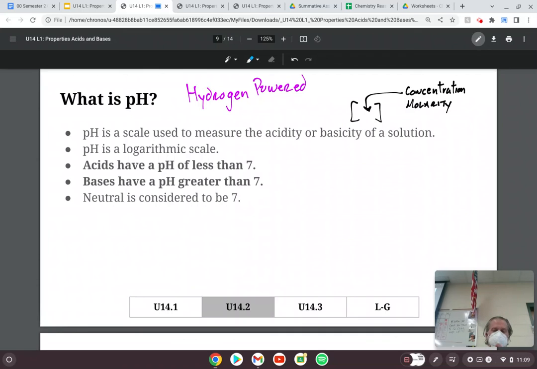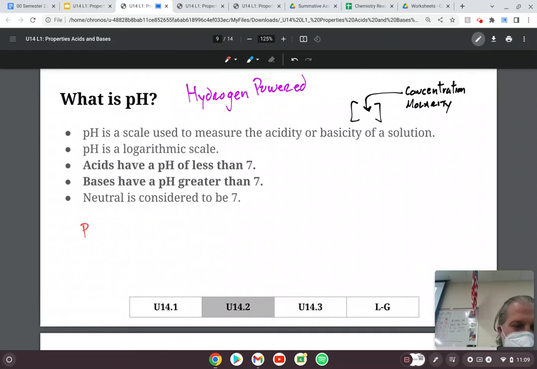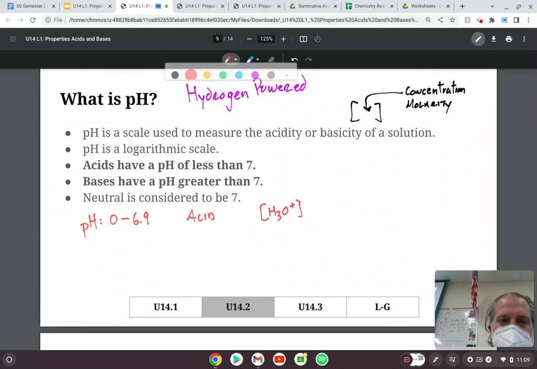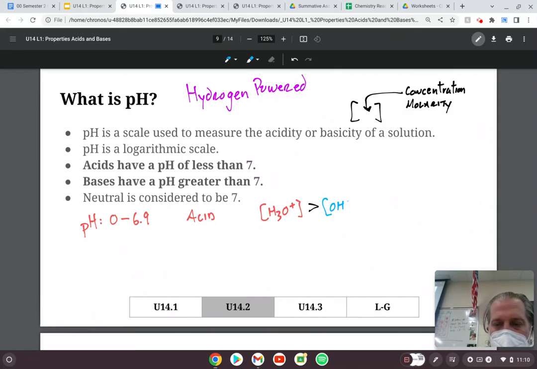So if I'm dealing with something that is acidic, the pH will be somewhere between 0 and 6.9. So that's an acid. But what that also tells me is that the H3O+ concentration is going to be greater than the OH- concentration. What I mean by that is that I'm going to have more hydronium in solution than I will have hydroxide in solution.